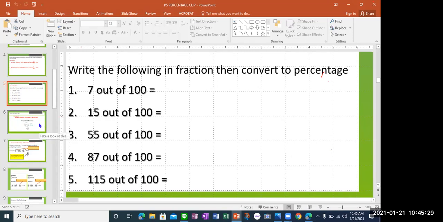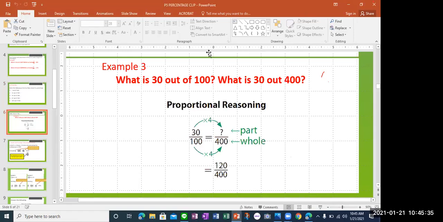Write your answer in your notebook because next time I'm going to check it. Now let's see. This is another example here.